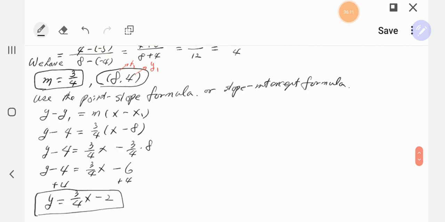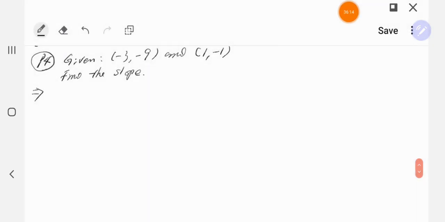Okay, let's try problem 4. Problem 4, 2 points are given. Find the equation of the line passing through these 2 points. So first, we need to know what? Slope and point. Slope is not given, then we have to find the slope, right? The question is find the equation of the line. That's the question. So first of all, we need to find the slope.